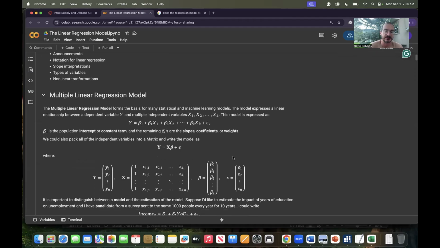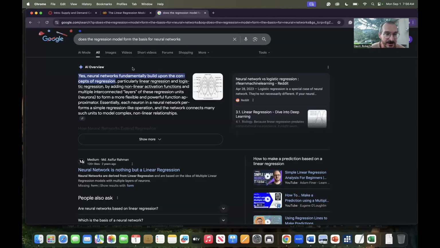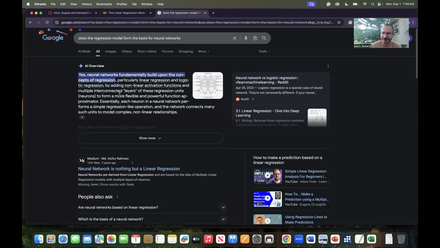The linear regression model forms the basis for many of these very powerful things that we see. In particular, neural networks are a huge one, the basis of AI. I was wondering, am I lying to them? Does linear regression actually form the basis for neural networks? I was pretty sure it did, but I decided to Google this to double check right before this video. And even AI, Gemini, the neural network, says yes. Neural networks fundamentally build upon the concepts of regression. So, boom, this is good, powerful stuff.